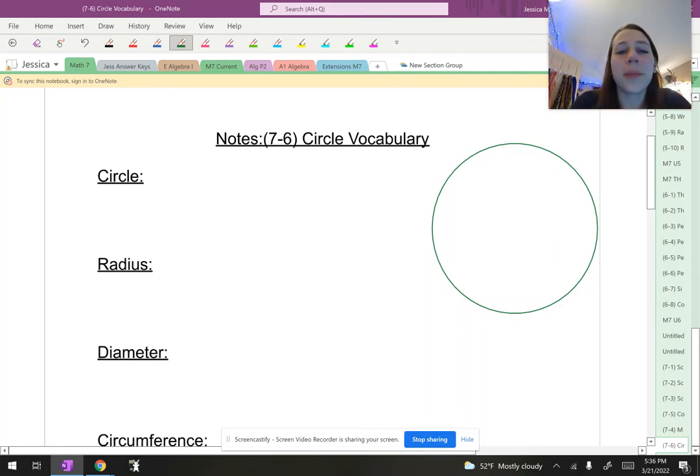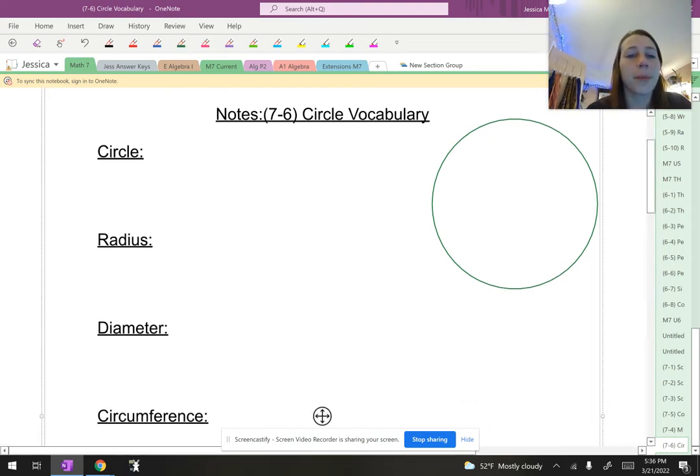Okay, so up next here we have lesson 7-6 for Math 7 on circle vocabulary. Very, very important lesson because it does have a lot of vocab that you might not be familiar with, and the rest of these problems afterwards can be a little bit confusing if you're not familiar with the vocab.